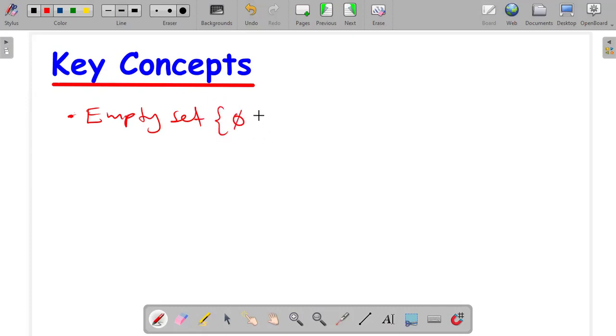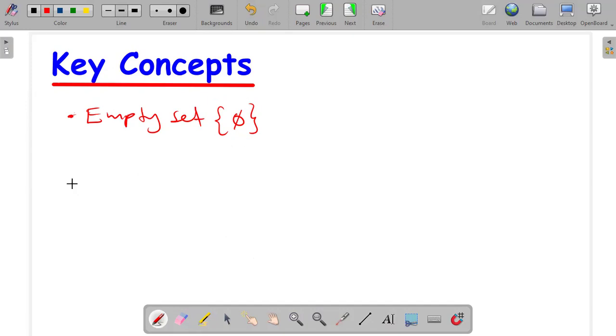The empty set is denoted by, okay, so I can say a 0 and then you draw a line there. So that there is the empty set. And the empty set, by definition, is just a set that has no elements. It's empty. There's nothing in there. It has no elements. So that's an empty set.